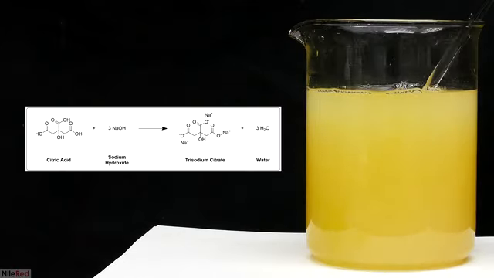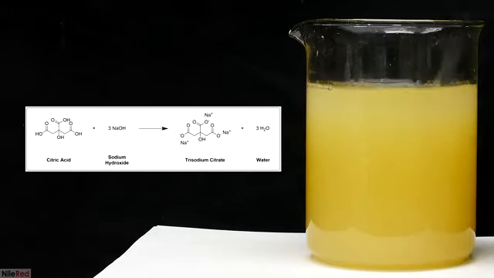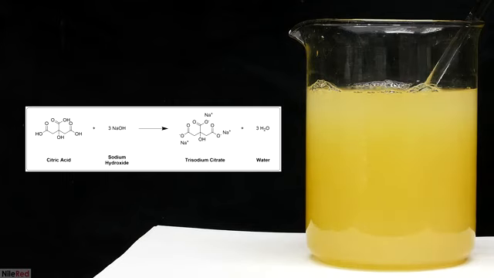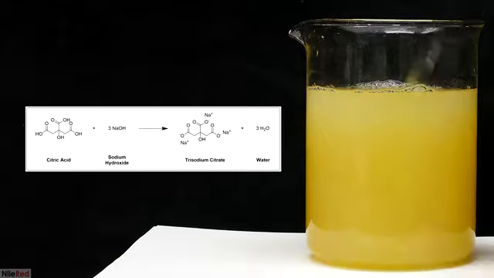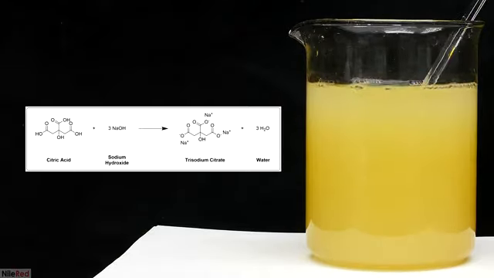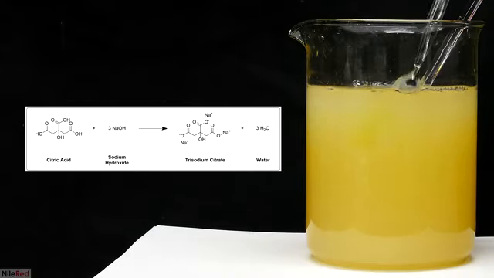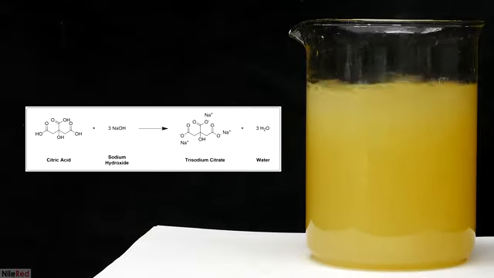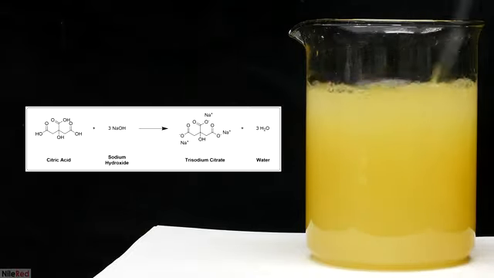The major reaction that's going on here is a neutralization of citric acid. The citric acid reacts with 3 molecules of sodium hydroxide to form trisodium citrate and water. Like citric acid, sodium citrate is very water-soluble, so it will just remain dissolved in solution. The citric acid has 3 carboxylic acid groups, so it needs 3 sodium hydroxide molecules to be neutralized.